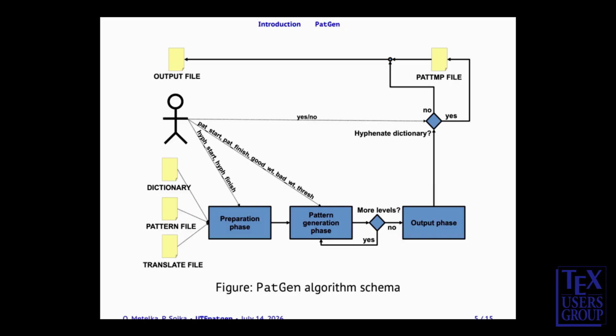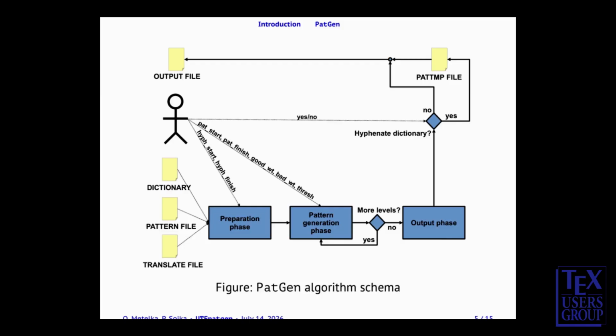We can divide the execution into 3 phases. In the preparation phase, the initial patterns are parsed, the character mapping from the translate file is parsed, and the user specifies the range of hyphenation levels. The pattern generation phase contains the dictionary loop itself. The user provides the range of pattern lengths and the acceptance weights.